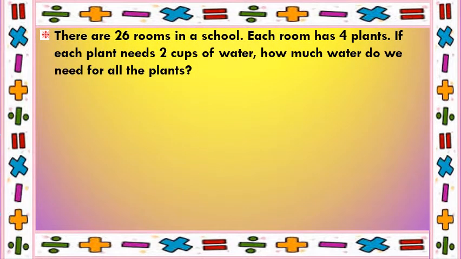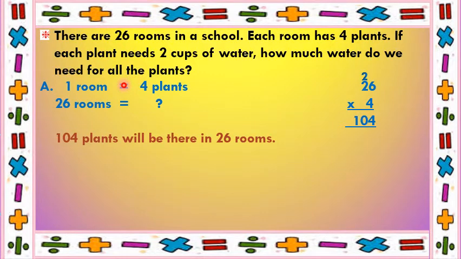Next question. There are 26 rooms in a school. Each room has 4 plants. If each plant needs 2 cups of water, how much water do we need for all the plants? So answer, it is already given that one room contains 4 plants. Then 26 rooms will contain how many plants? Using cross multiply and divide, we multiply 26 with 4. 6 fours are 24, put 4 down, carry 2, 4 twos are 8, plus 2 is 10. So 104 plants will be there in 26 rooms in the school.